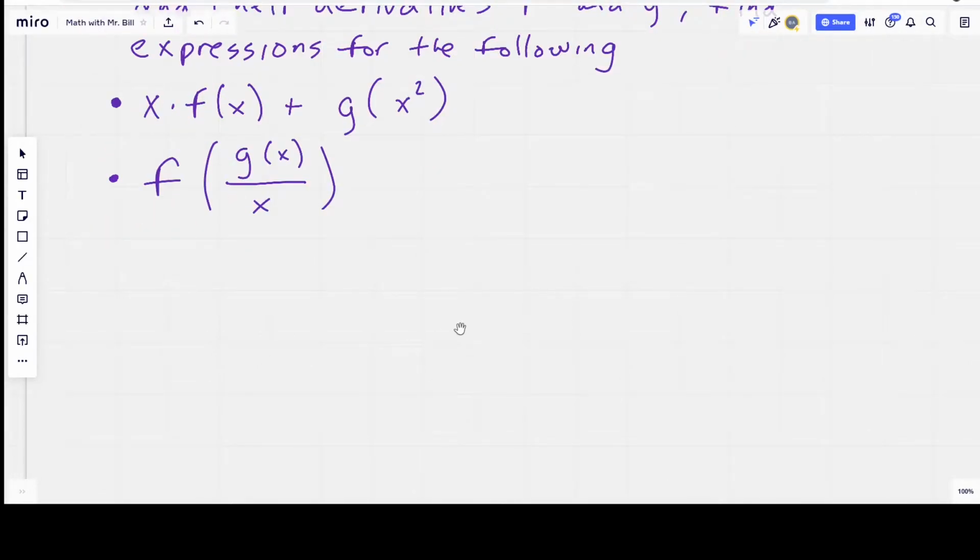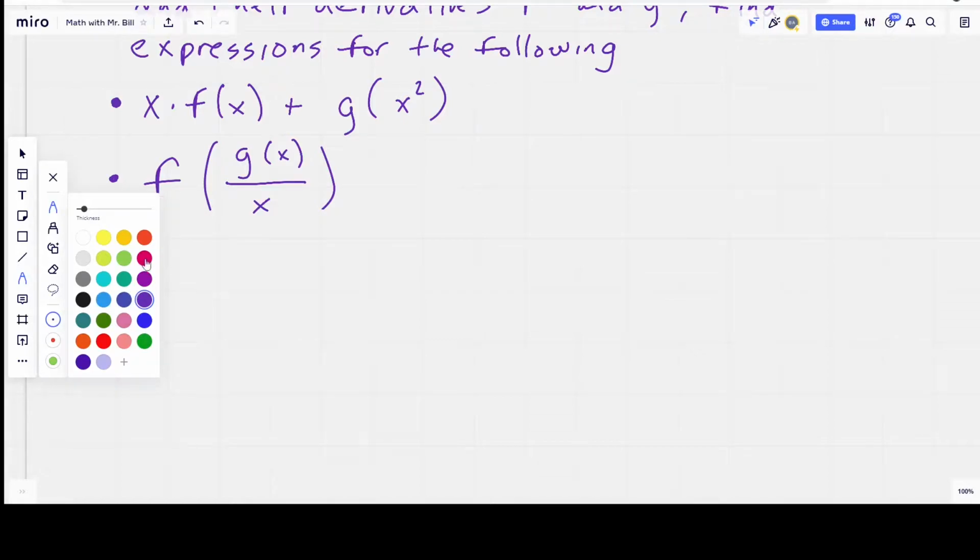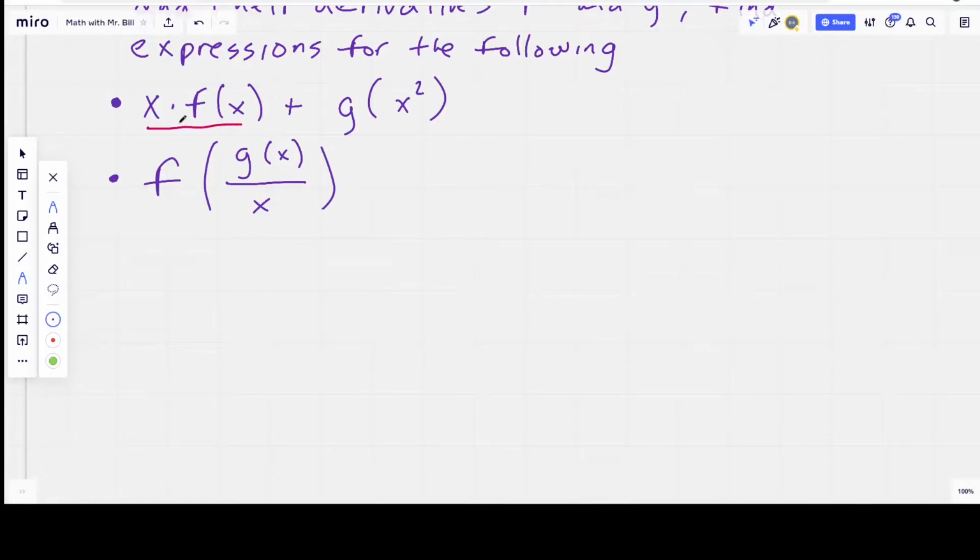The thing about these problems, though, is what you want to be able to do is look at it and go, oh, well, that's that right there. Take a look at this part right here. That's the product rule. And then onto the next term, that's the chain rule. Because I've got a function, g, on the outside, and then on the inside I've got x squared.